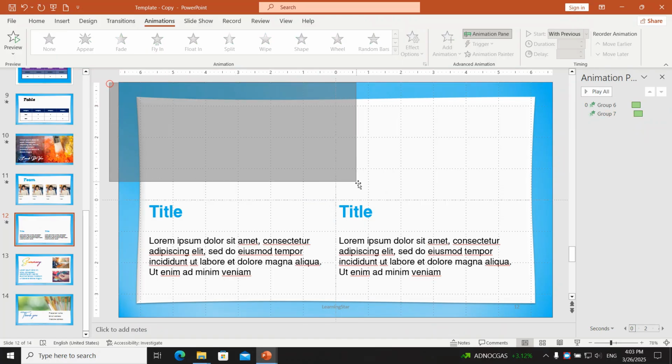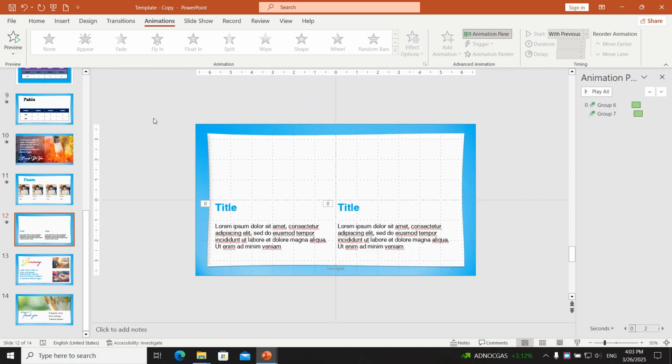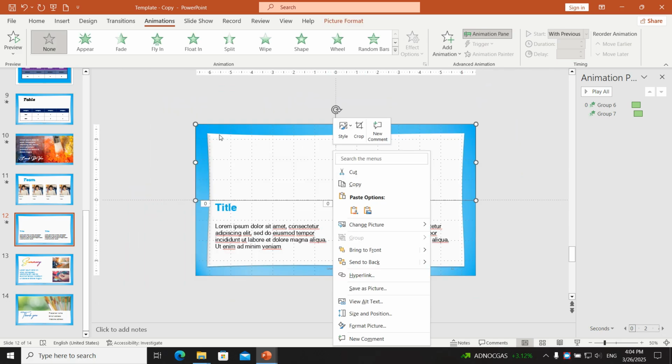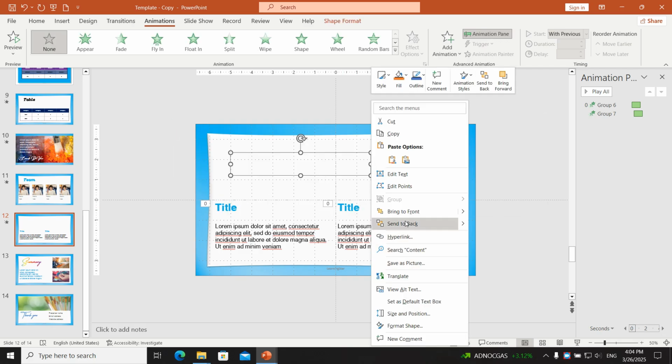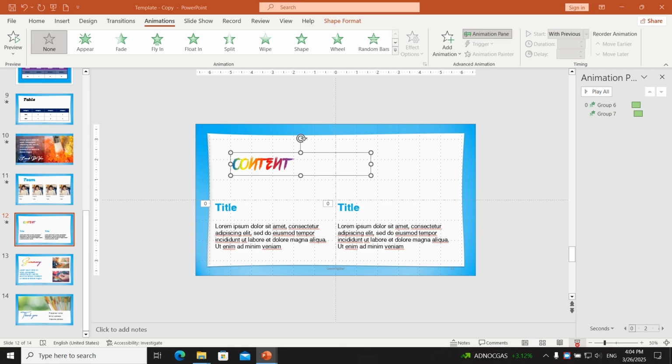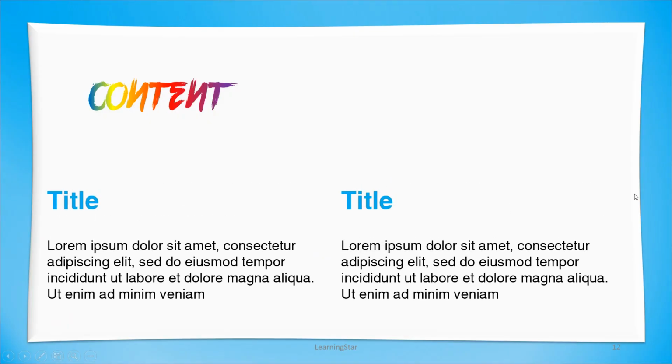But after doing that, we need to bring our text to the front. We have a text here. I can't find it. Okay. We have a text here. This text. I bring it to the front. And then this video has been created.